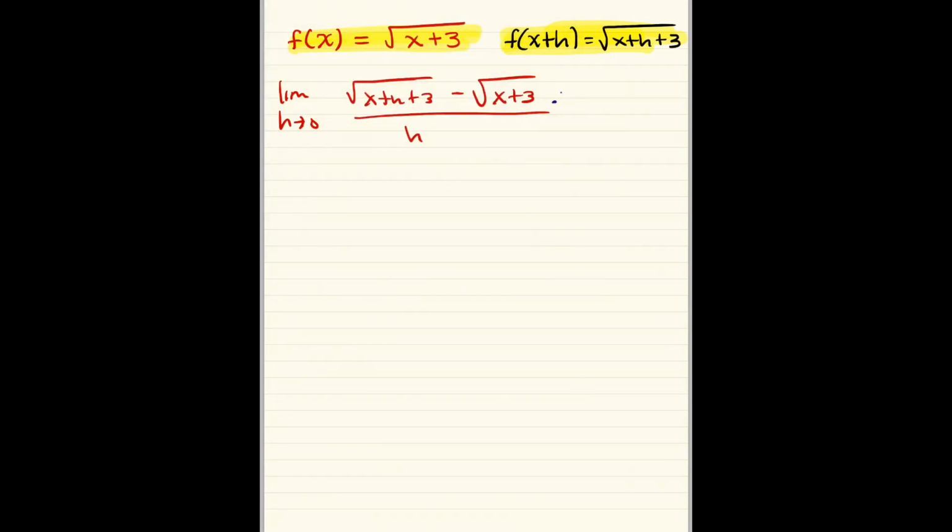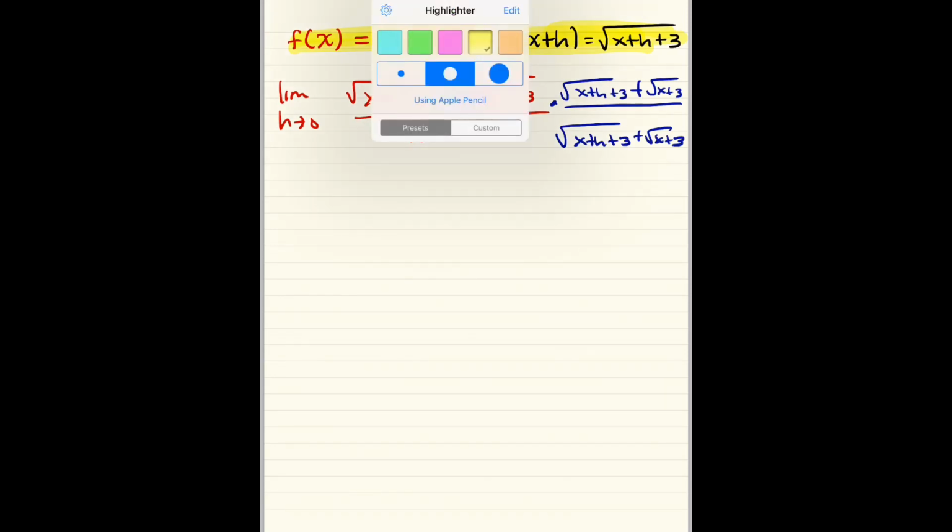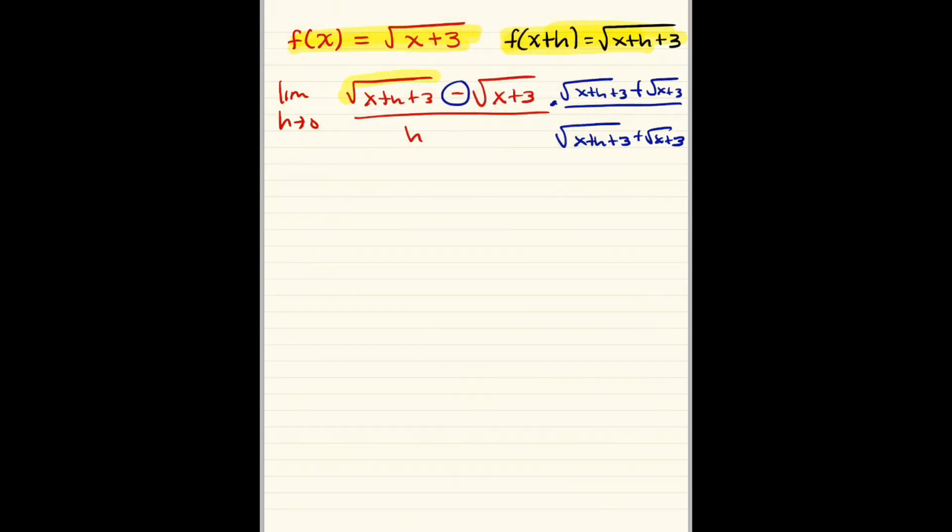I'm going to multiply top and bottom by the conjugate of this, plus square root of x plus 3. Remember, the conjugate just changes that sign. So square root of x plus h plus 3 plus square root of x plus 3. Now, I hope everybody was able to see my other videos. When you multiply conjugates, it's basically taking this and squaring it. So this guy squared, we'll just get rid of that. This guy squared, we'll just get rid of that, and it's always going to be a minus, okay? Or you could just FOIL it.